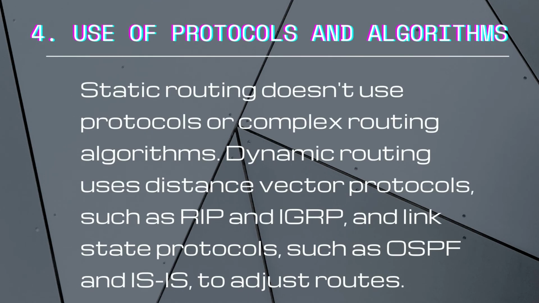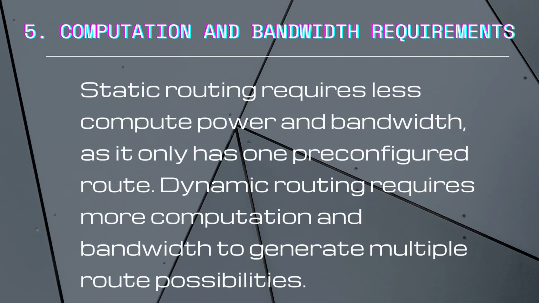Fourth, the use of protocols and algorithms. Static routing doesn't use protocols or complex routing algorithms. Dynamic routing uses distance vector protocols, such as RIP and IGRP, and link state protocols, such as OSPF and IS-IS, to adjust routes. Fifth, computation and bandwidth requirements. Static routing requires less compute power and bandwidth, as it only has one pre-configured route. Dynamic routing requires more computation and bandwidth to generate multiple route possibilities.